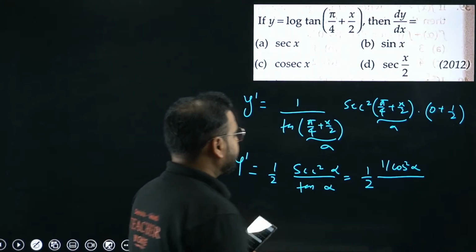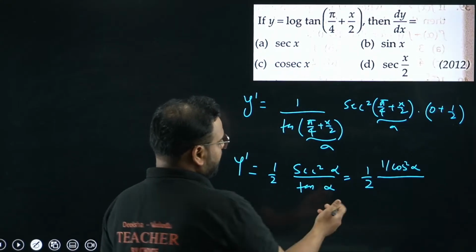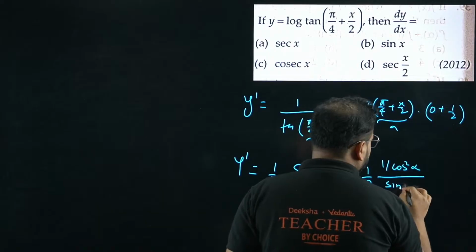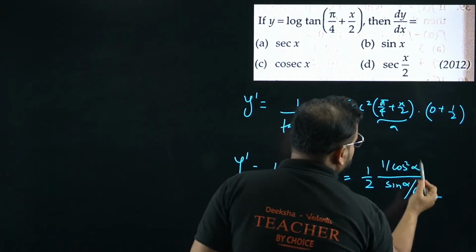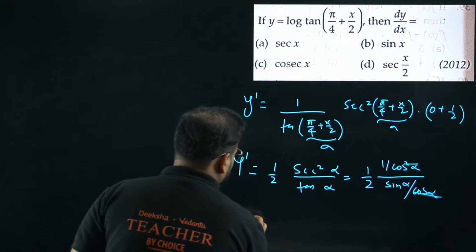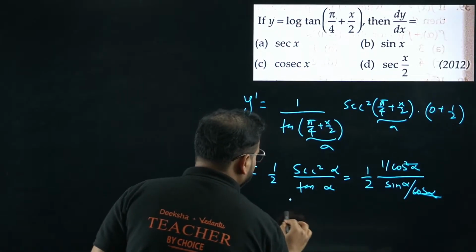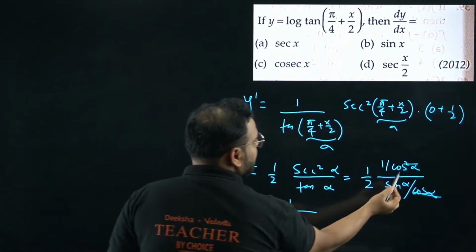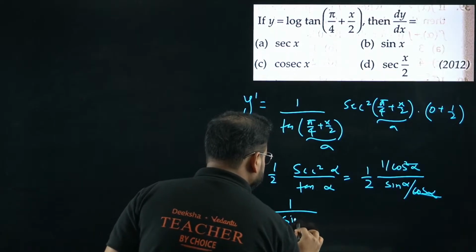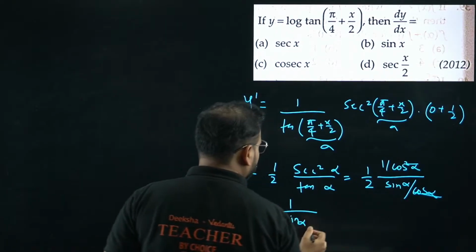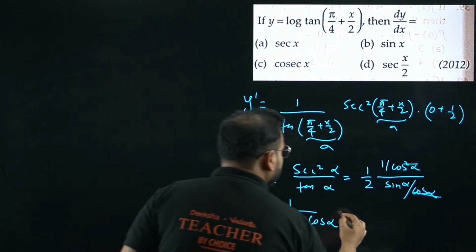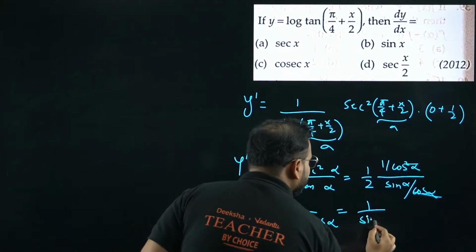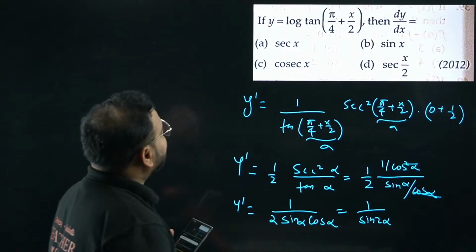Okay, 1 upon cos square alpha, and over here you'll have, please check, sine alpha by cos alpha. So if you check this out, this and this will be cancelled. What I'm having now, I'll have y dash equals 1 by 2, numerator 1 is left. I have sine alpha as it is, and this will come down, right? It will become cos alpha. 1 by 2 sine alpha cos alpha simply is going to be 1 by sine 2 alpha. That's my y dash, right?